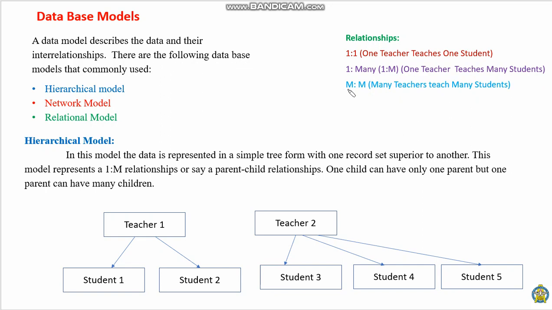Or we can have what is called many-to-many. That means many teachers teaching many students. So m is to m. So these are the three common types of relationship. Just keep this at the back of your mind as we study this.